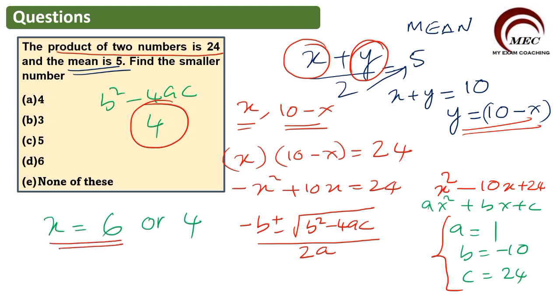Now what we want to find out, find the smaller number. 6 and 4, which is the smaller number? The smaller number is 4. So our answer is equal to 4. Accordingly, you can mark the correct option as option A. A is equal to 4.